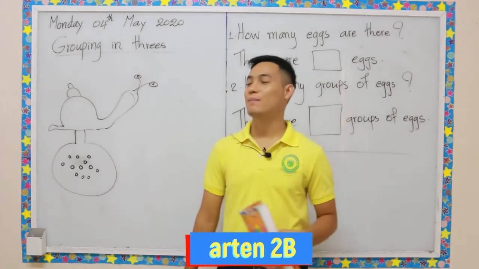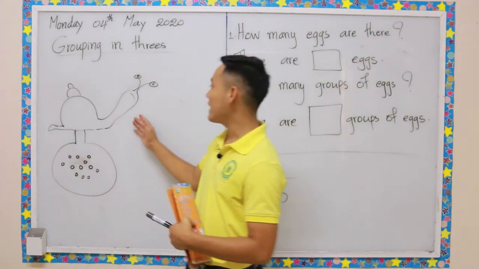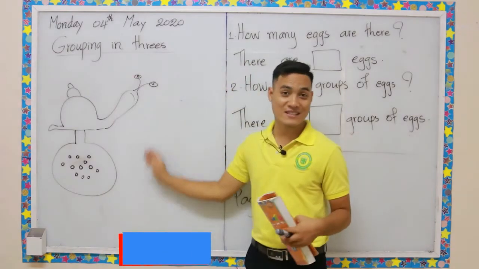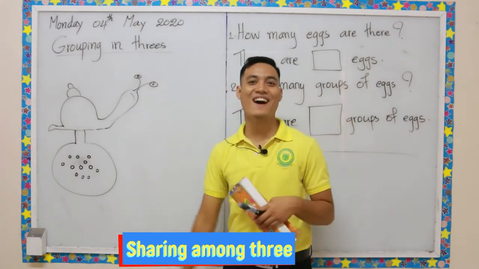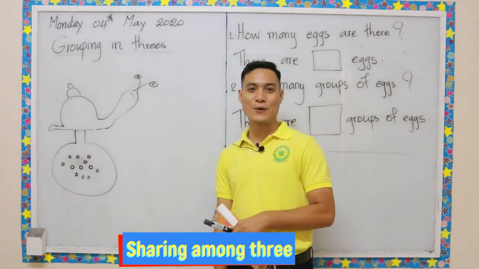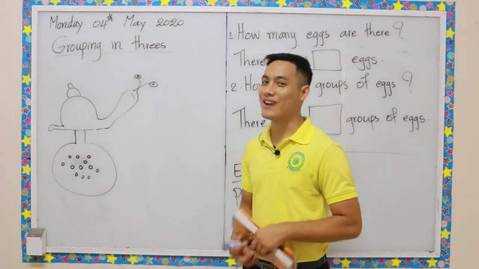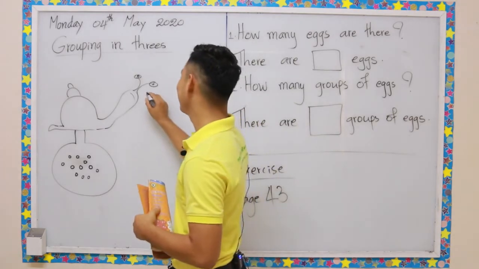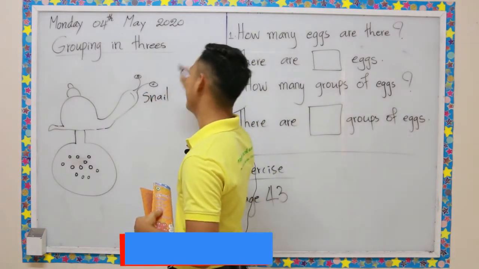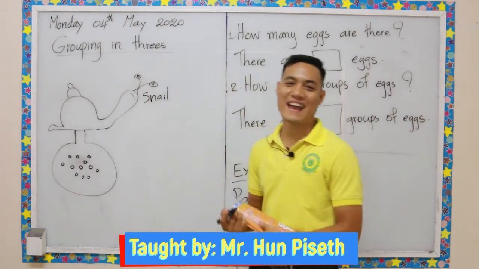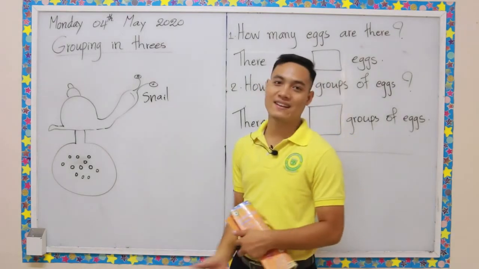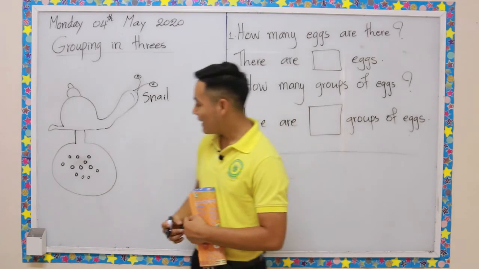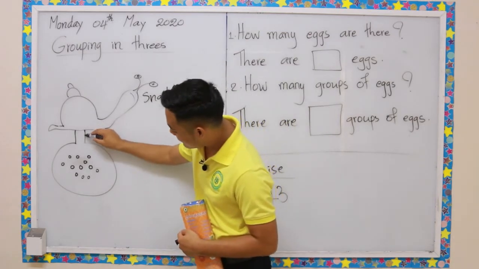So let's go to the example together. So look over here. What's this? Can you answer what's this? Is it a cow? Is it a dog? Or is it a cat? Yeah, you're right. It is a snail, right? It's a snail. It's not a dog, it's not a cat, it's not an elephant, but it is a snail, right?